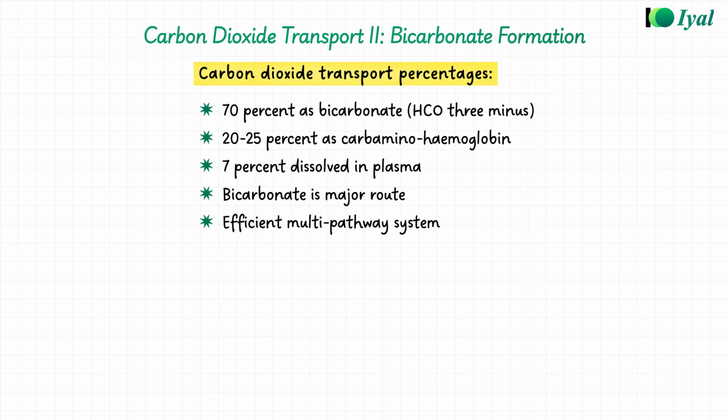So, to summarize carbon dioxide transport, 70% is transported as bicarbonate ions. This is the major route. 20 to 25% is carbaminohemoglobin and 7% dissolved directly in plasma.